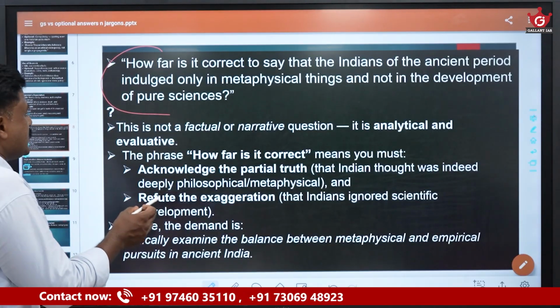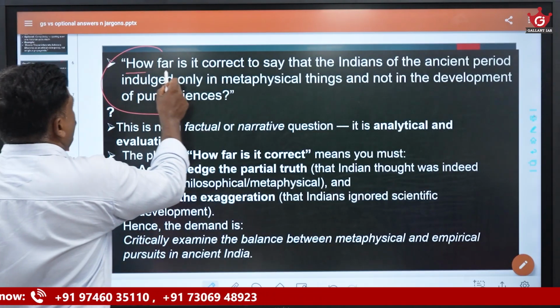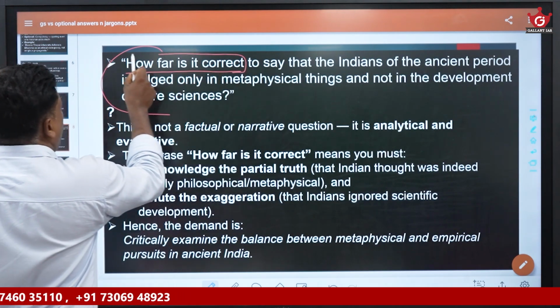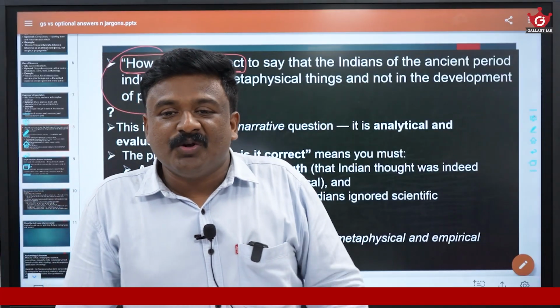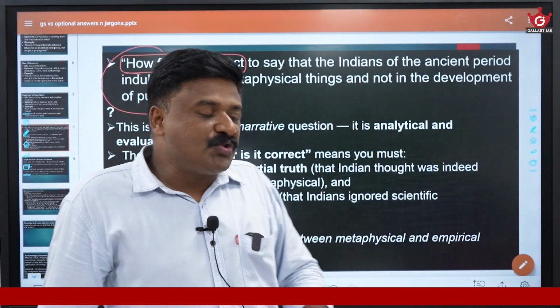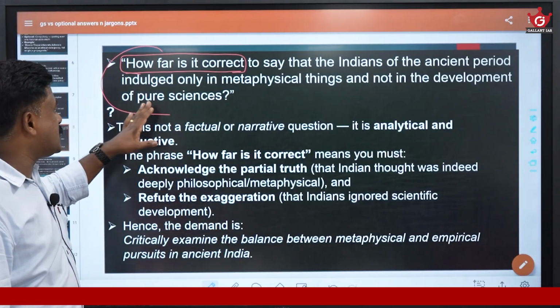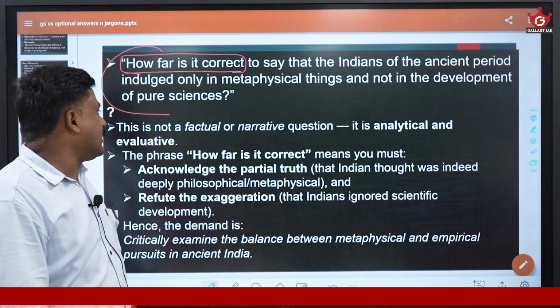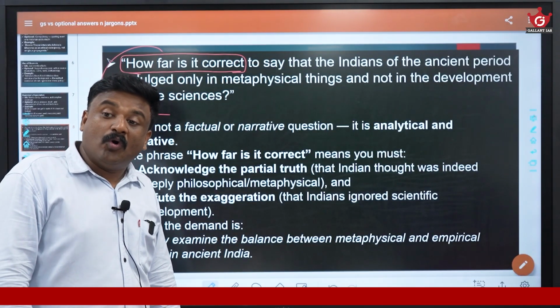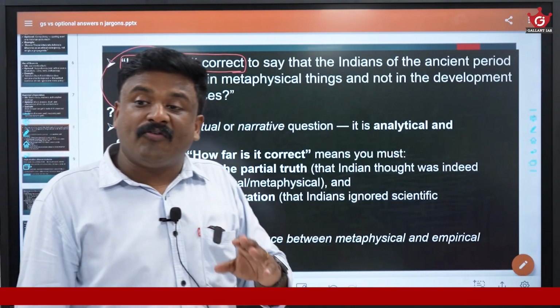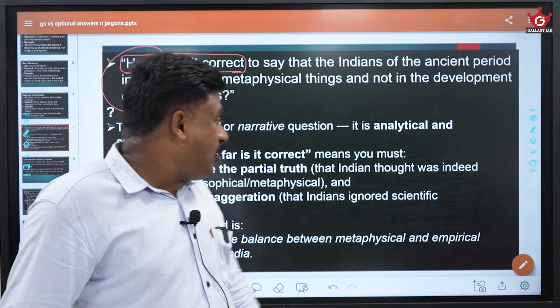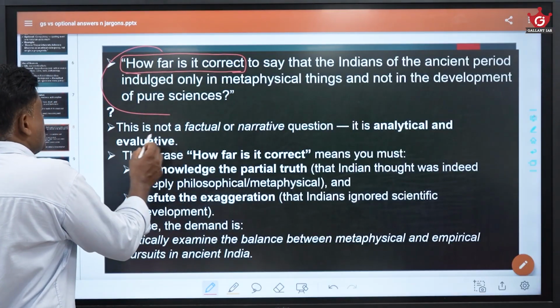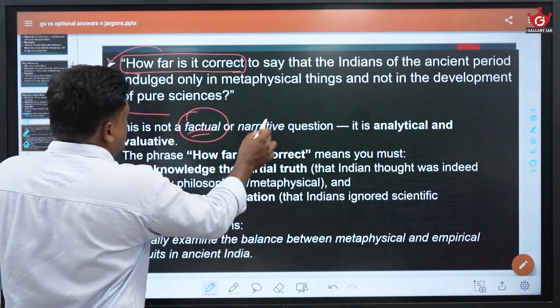If this question is asked, see, there they are asking how far. What is that? How far is it correct to say? How far means obviously you should say how much it is right to say that Indians engaged in these metaphysical things, not in the development of pure sciences. Also, you should say how far this statement is wrong. So it goes like this. This is not a factual question.